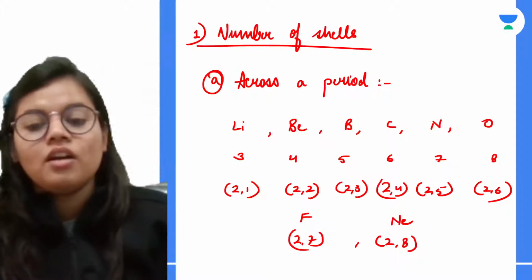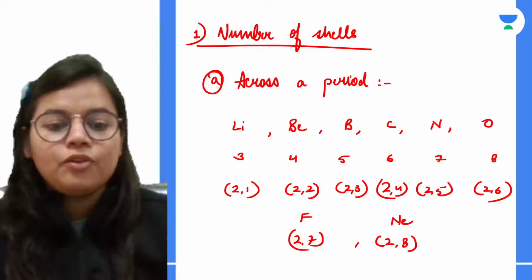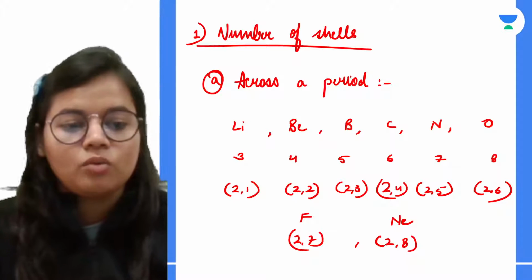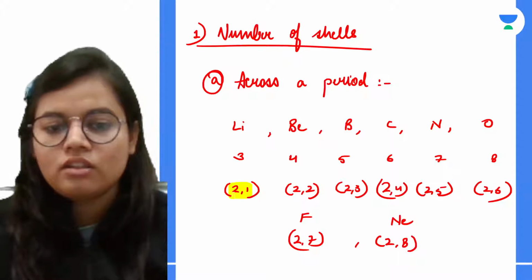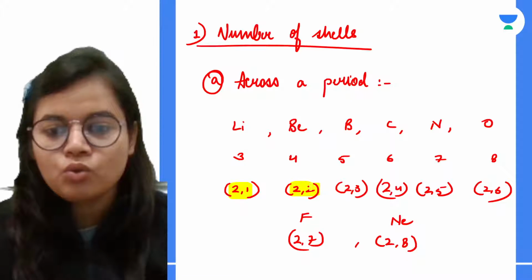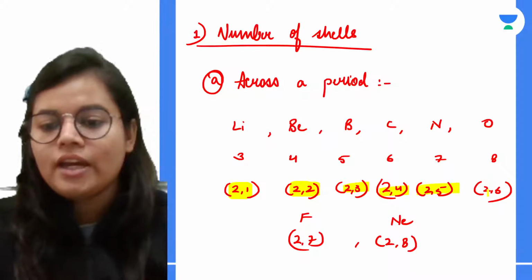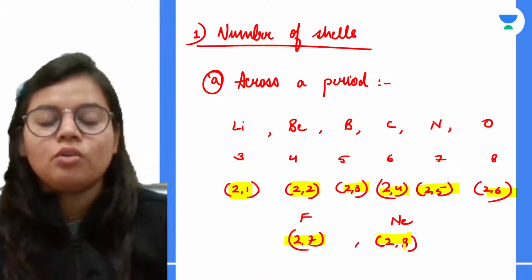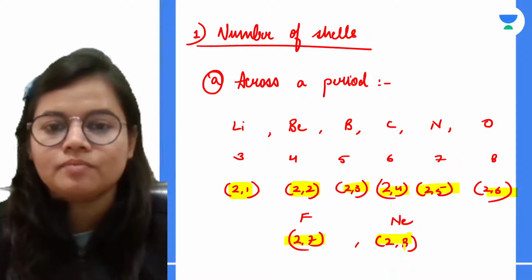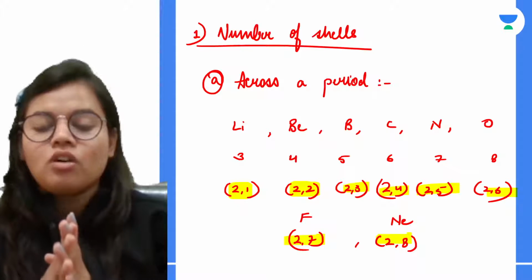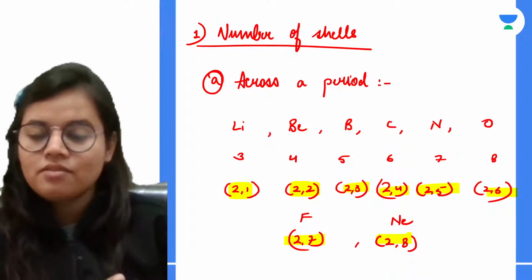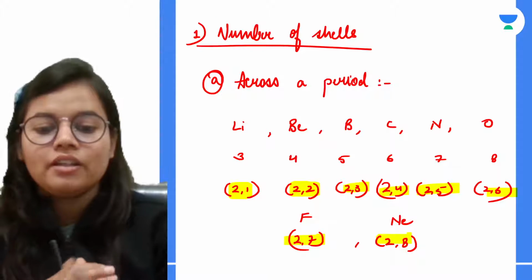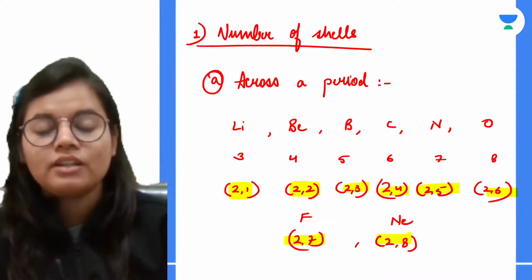Orbits, correct. Now, if you see here, what's the thing? Two shells are needed here. Two shells, two, two, two. Till the end of the period, we only need two shells. So, if we talk about the number of shells as we are moving across a period, it is constant.